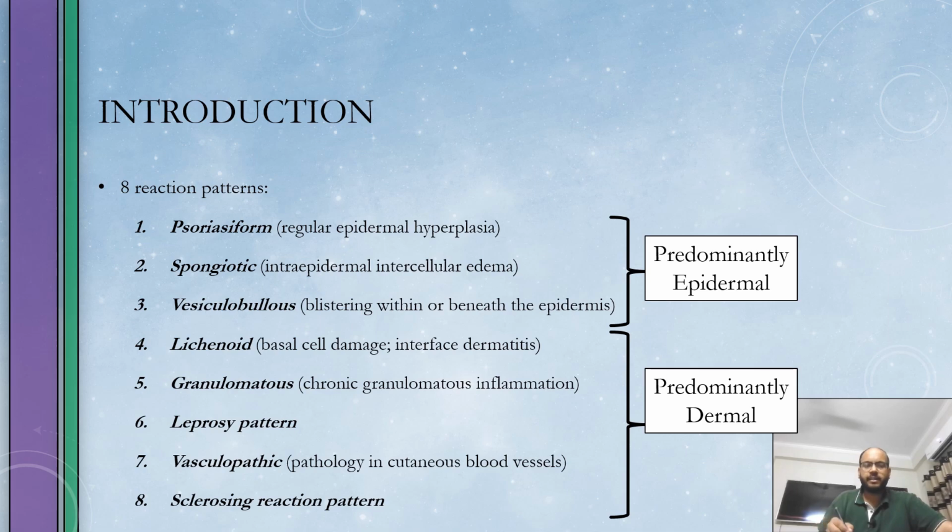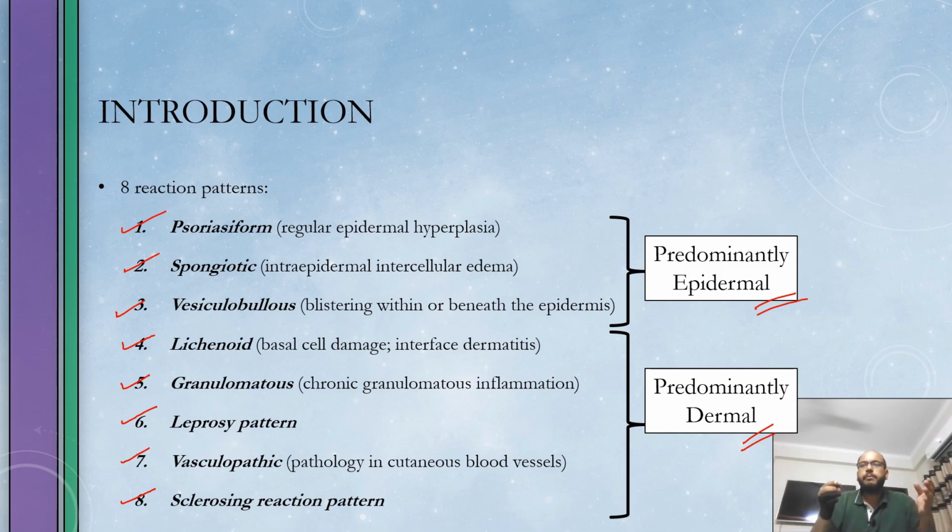So these are the major reaction patterns. You have more or less 6 to 8 reaction patterns depending on the book or the source you are listening to. But let's divide them into predominantly epidermal and predominantly dermal. Okay. So reaction patterns like psoriasiform, spongiotic, vesiculobullous, these are predominantly epidermal. That means the majority of the findings are there in the epidermis, while the reaction patterns like lichenoid, granulomatous, leprosy, vasculopathic, and sclerosing reaction patterns are predominantly dermal. That means the majority of the findings are there in the dermis, with few ancillary findings in the epidermis.